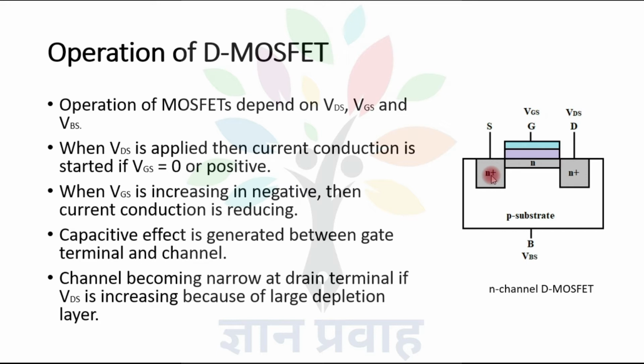So by applying VGS voltage in reverse, current conduction is zero. If we are not applying VGS voltage and only applying VDS voltage, then current conduction is there. If VGS is positive or zero voltage, then current conduction is continuous. It means it is a normally on device, so this device is turned off by applying VGS in reverse.